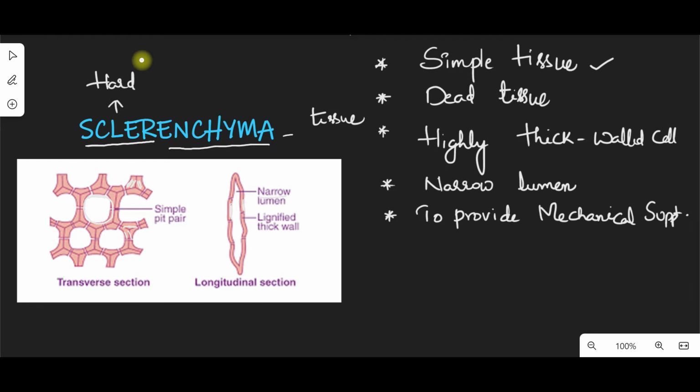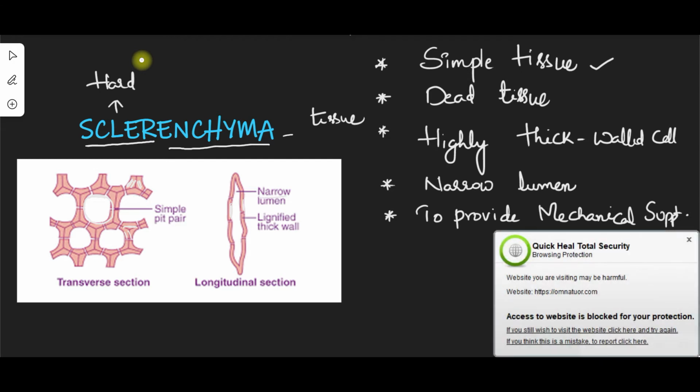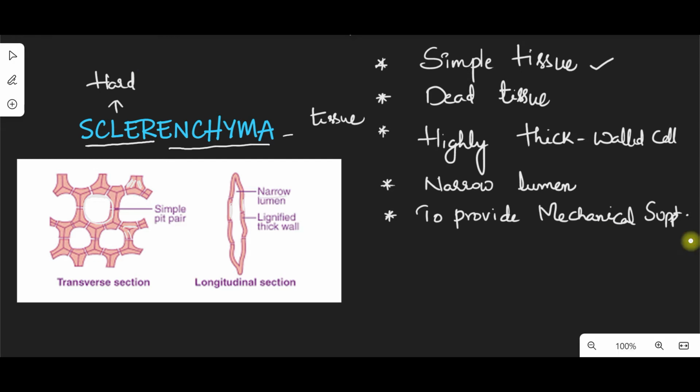As I have mentioned in the introduction of the tissues, plants in general contain a large amount of mechanical strength providing tissues. So this is one such tissue which provides mechanical strength to the body. Dead tissues can give more mechanical strength than living tissues. That's why the sclerenchyma is the one which provides mechanical strength to the plant. This is one of the important things which we can see. Next one.